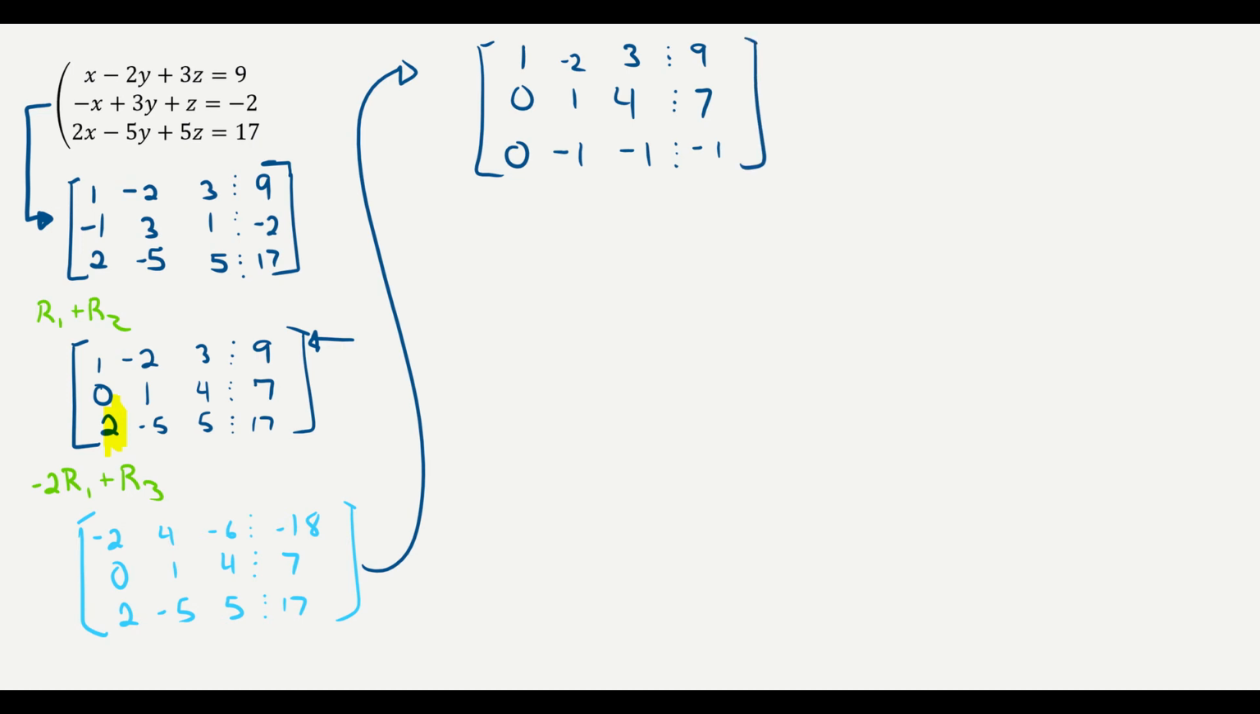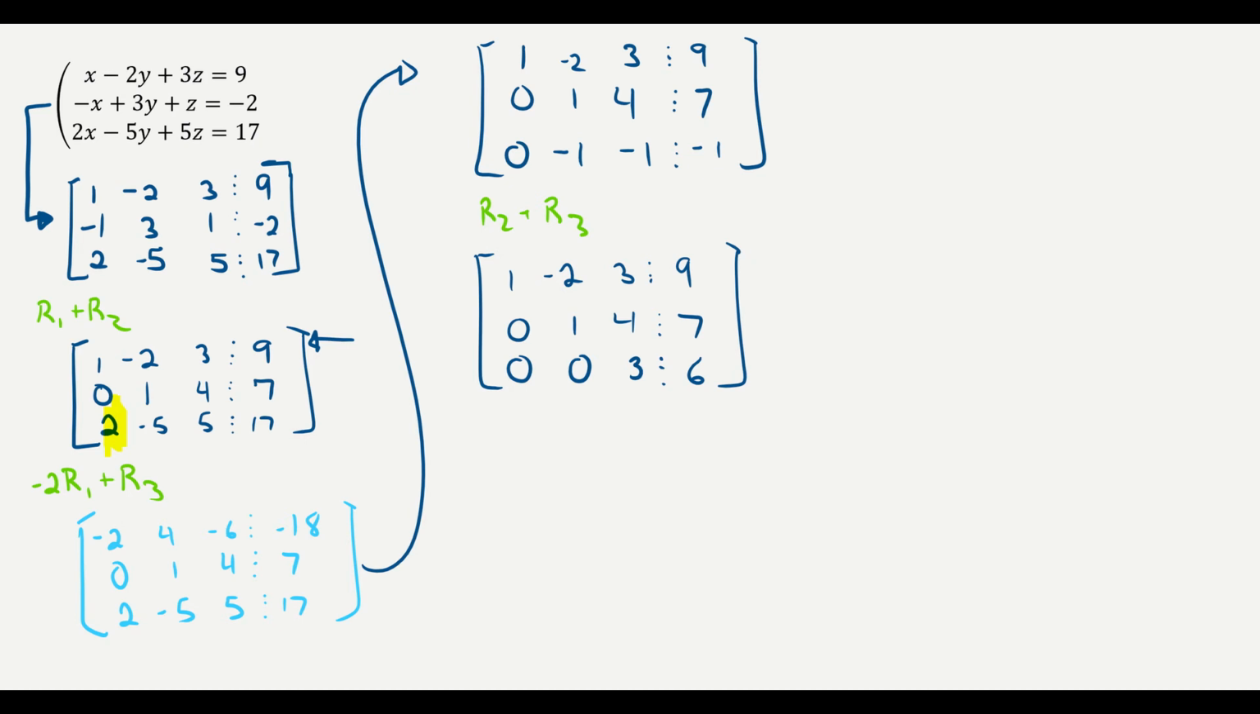Next thing I need to do is eliminate this right here and make that a 0. So to do that, I'm going to go row 2 plus row 3. No multiplying required in this one. So same first row. Same second row. And then I add these together. 0 plus 0 is 0. 1 plus -1 is 0. 4 plus -1 is 3. And 7 plus -1 is 6.